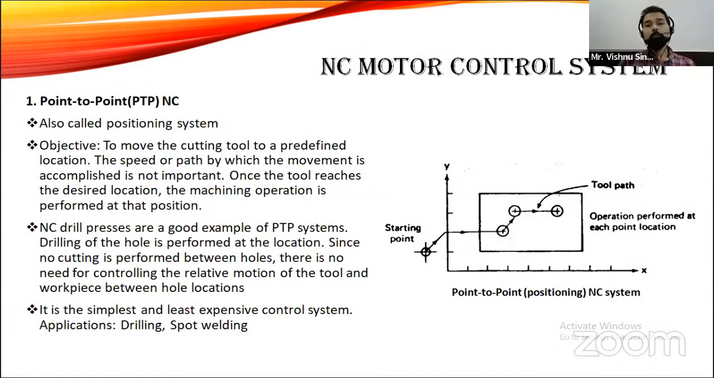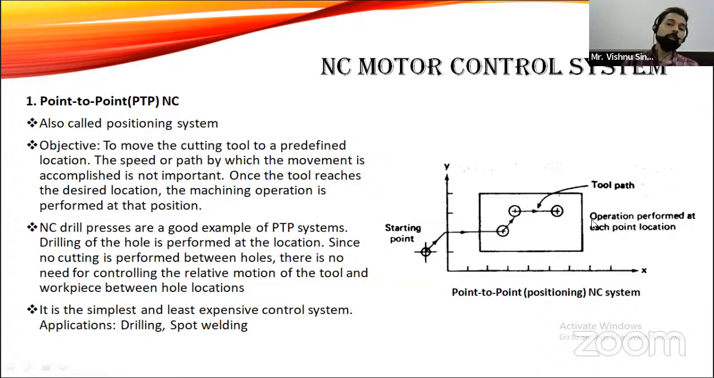Now the next topic that comes is what are the motion control systems that are used in an NC or a CNC machine. A motion control system is basically how our tool moves on the workpiece. There are three types of motion control system used. First is the point to point system. It is also known as positioning system.